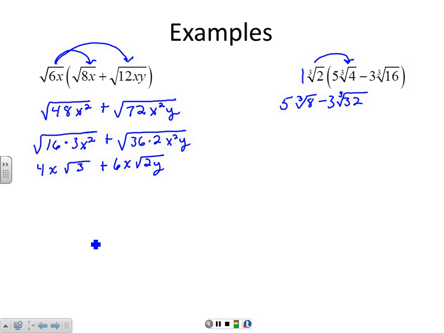So now what we need to do is we need to simplify where we can. This is going to turn into 5 times 2 because the cube root of 8 is just 2. This is going to turn into 8 times 4. So we're going to have 10 minus 3 times cube root of 8 is 2. Can't take the cube root of 4. So we'll have 10 minus 6 cube roots of 4. And that will be your answer.